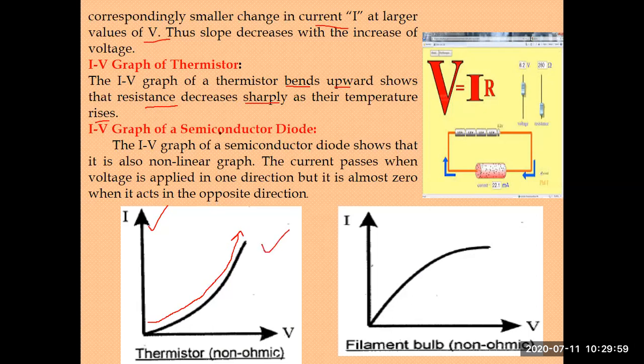Another example is the semiconductor diode. Of course, its resistance will decrease with the increase of the temperature, and we will go into detail during our next classes. The IV graph of a semiconductor diode shows that it is a non-linear graph because it is curved, it is bending. The current passes when the voltage is applied in one direction, but it is almost zero when it acts in the opposite direction.